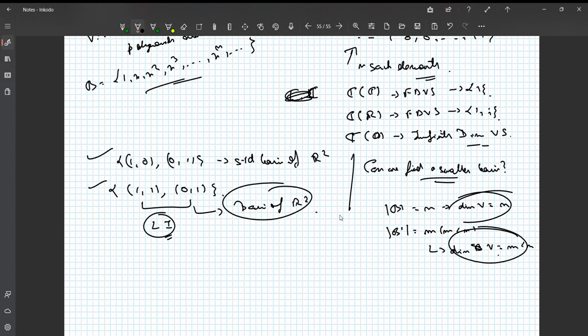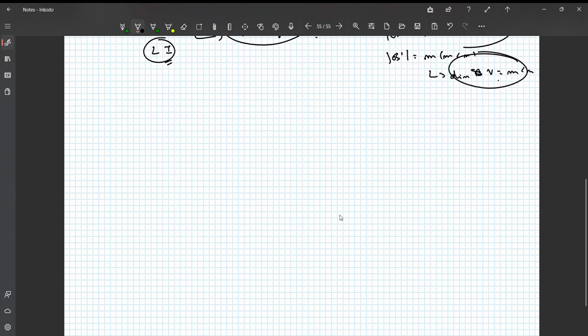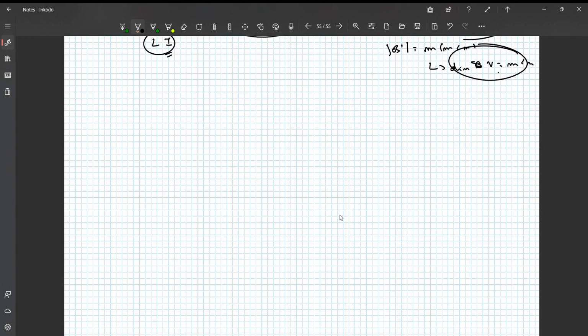But somehow we will try to come up with a result to it: that the number of elements in a basis is fixed. The number of elements in a basis is always fixed. That is, if you have a vector space V, then every basis will have the same number of elements. Okay. So to prove that, we need a theorem.